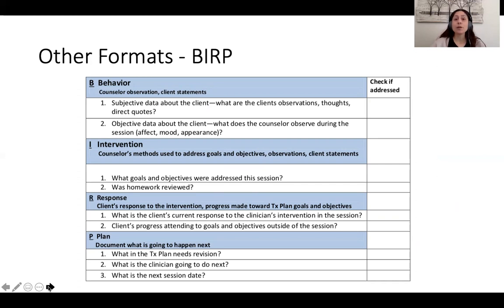Next, you're providing your own observations as the therapist about the client during the session. So for example, does the client appear disengaged, distracted, uninterested, super engaged, really motivated, and so on. So you're describing basically what the client did in a sense, but not in as much depth in the response. And then your objective data, what did you observe about the session? Affect, mood, appearance, okay? And you can use direct quotes in this section for the subjective data, okay?